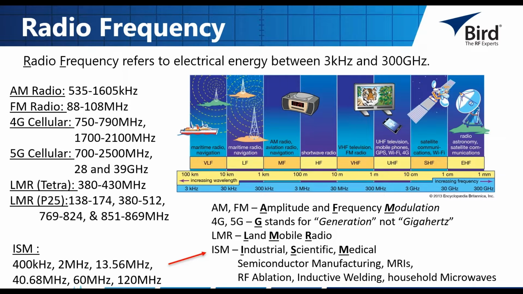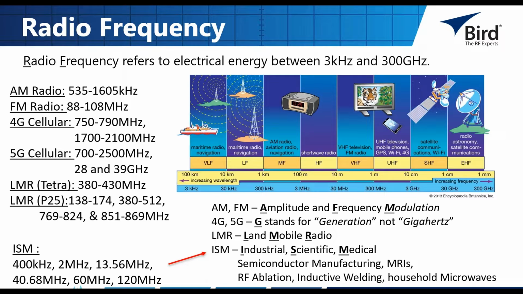Just quickly off to the right here, we've got a few things I want to bring up. When we're saying AM, FM, we're talking amplitude and frequency modulation. I hear a lot of folks saying 4G or 5G, thinking that the G stands for gigahertz, but it actually stands for generation. LMR is referring to land mobile radio. And as I mentioned, ISM is referring to industrial, scientific, medical fields. And as we're going through the first part here, semiconductor folks, don't get too discouraged. I'm going to bring up some pieces involving the RF plasma a little bit later on towards the end.